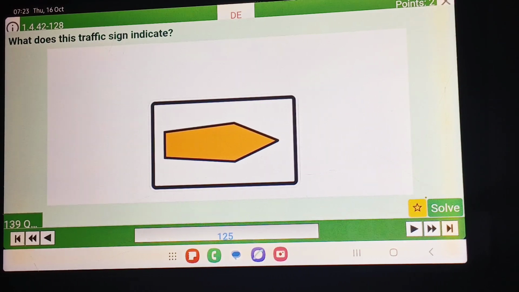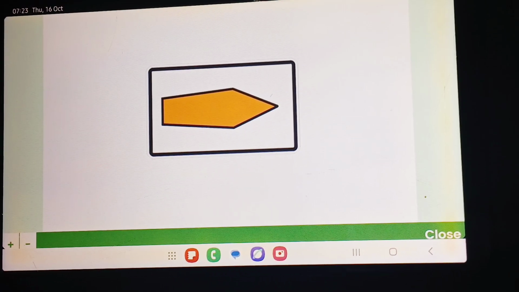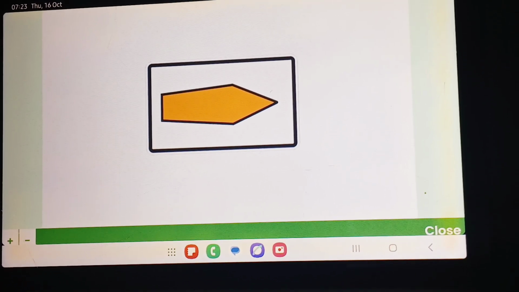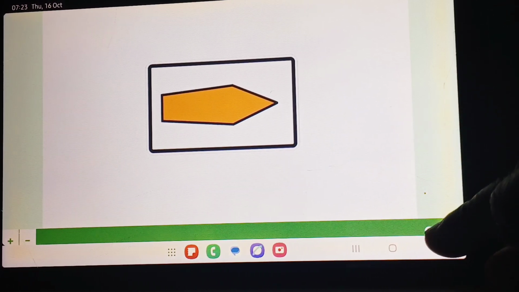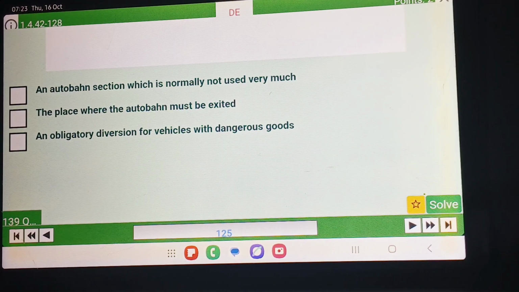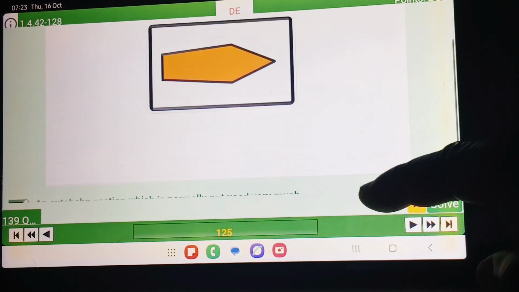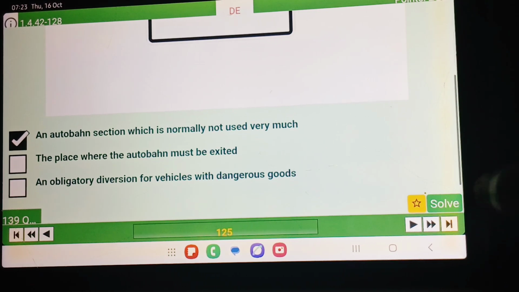What does this sign indicate? When you see this sign, it means an area of Autobahn. You normally see it on the Autobahn. This part of the road is not always used. It's a section of Autobahn that is not normally used all the time. They don't use it all the time. An Autobahn section which is normally not used very much. That's what it means. It's not often used.